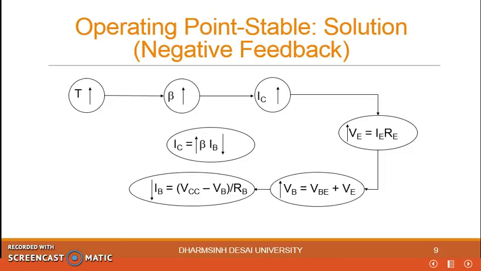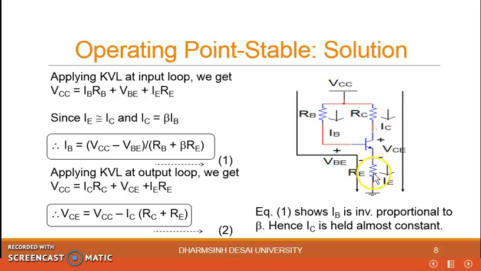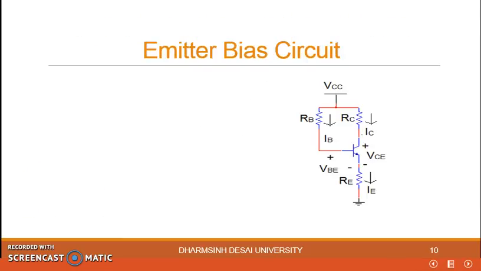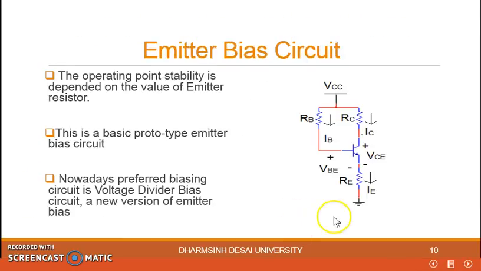Logically, you can explain it in this form: temperature increases, beta increases, IC increases, so the drop across RE will increase. If the drop across this increases, VB is fixed, so the voltage between base and ground will increase. If that increases, then the current IB, which is due to the potential difference between VCC and VB, will decrease. Hence your IC can be held constant. So this is nothing but what makes our operating point stable. This is the circuit earlier people used, where the operating point stability mainly depends on the design of the RE value.